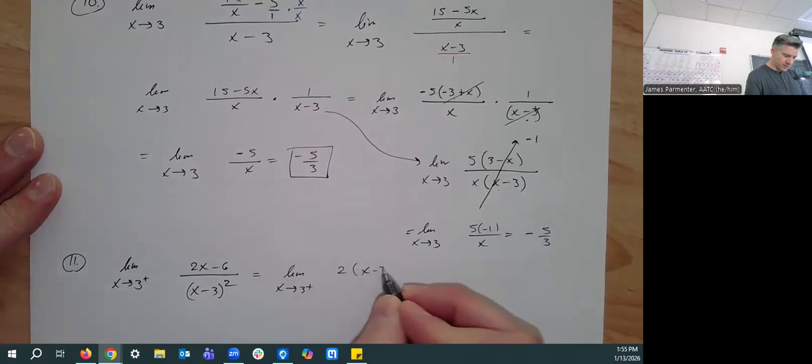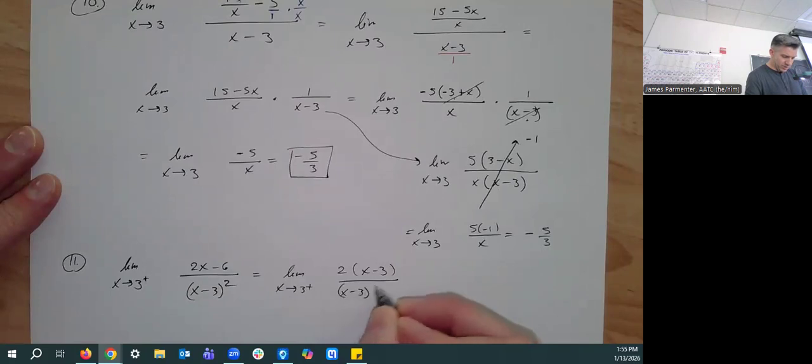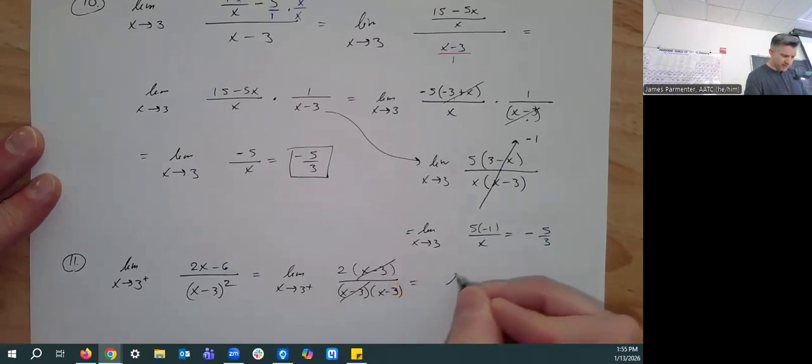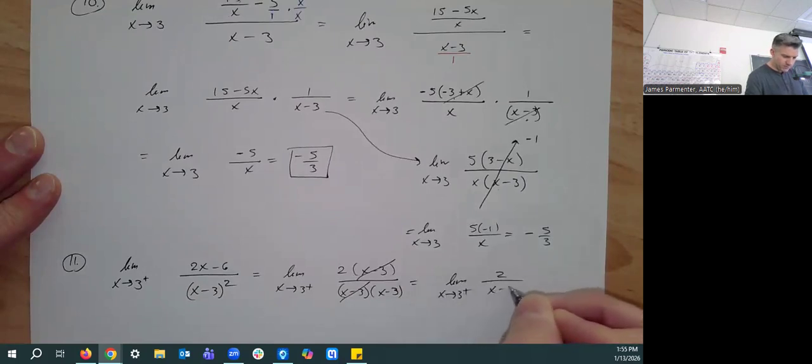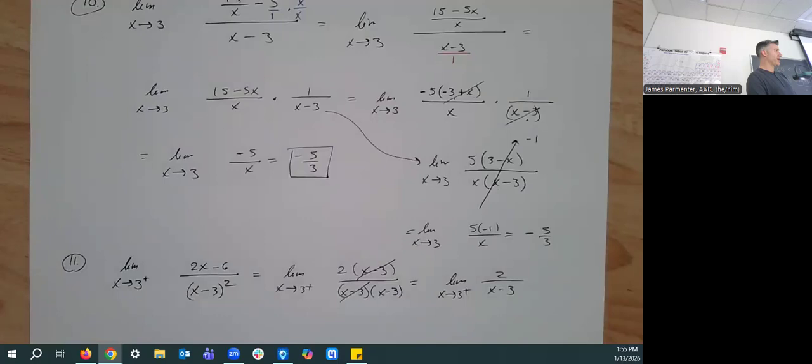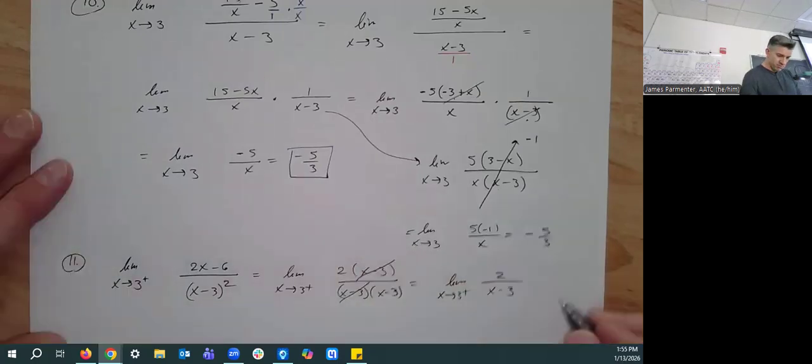2 times x minus 3 on top, you get x minus 3 times x minus 3 on the bottom. You can cancel an x minus 3 on the top and the bottom, but then you're still left with a problem on the bottom. And now when you plug in that 3, you're getting 2 divided by 0.